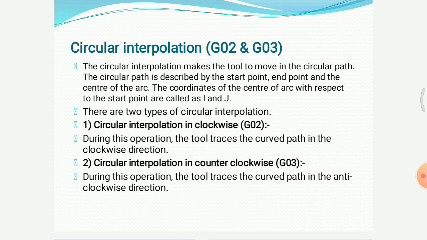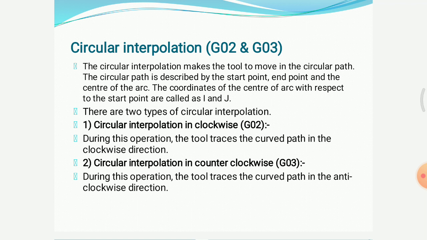The circular path is described by the start point, end point and the center of the arc. The coordinates of the center of the arc with respect to the start point are called I and J. So I and J are nothing but the coordinates of the center of the arc. I stands for distance in the horizontal direction and J stands for distance in the vertical direction.